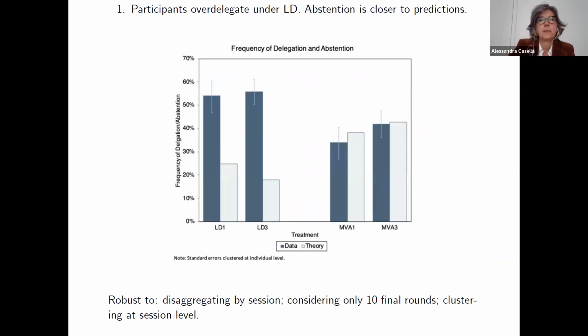So results. Participants over-delegate under liquid democracy, and abstention is closer to prediction. So here you have liquid democracy with a smaller group or with a larger group, and here you have abstention with a smaller and larger group. Blue are the data, and gray is the theory. And this is the theoretical frequency of delegation that you should see given the realization of the precisions in the experiment. And it's true for both, and same thing here for abstention.